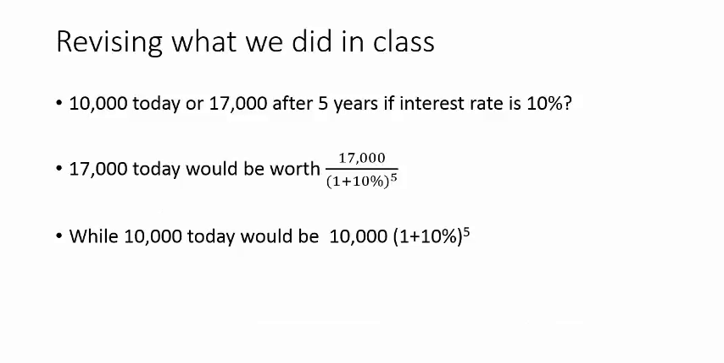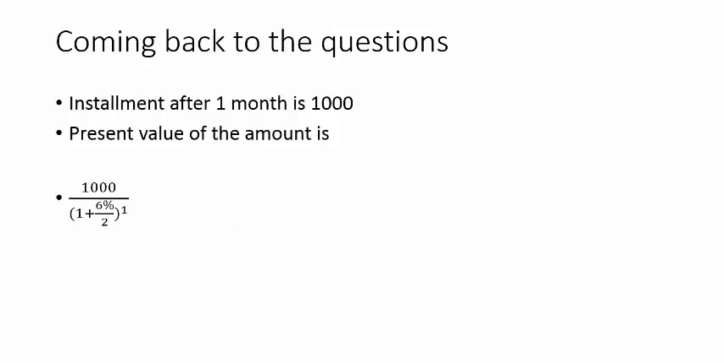We did a question in the class that involved just one cash flow, and they asked us to calculate like 10,000 today or 17,000 after 5 years if the interest rate is 10%. Or like, which one would you like to bet on? So we calculated the present value by this formula, which was 17,000 divided by 1 plus r to the power 5, and we had the continuously compounded rate, which I'm ignoring for now.